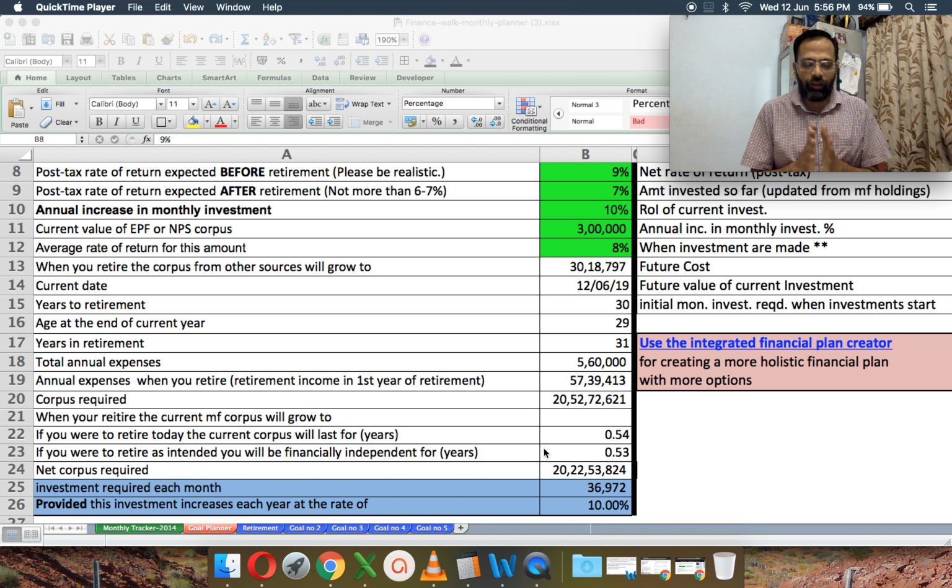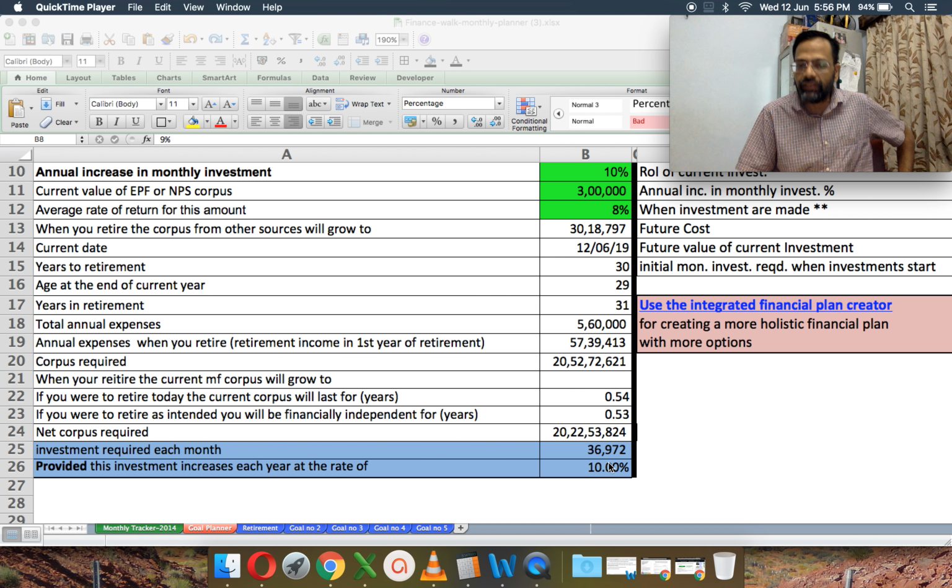Please recognize that for a retirement calculator, ballpark is at least 75% to 80% of the monthly expense. If X is your monthly expense, 75 to 80% of it is the minimum you should be investing totally, including your EPF, in retirement. So if you look at it like that, the investment required including EPF contribution is 36,972.